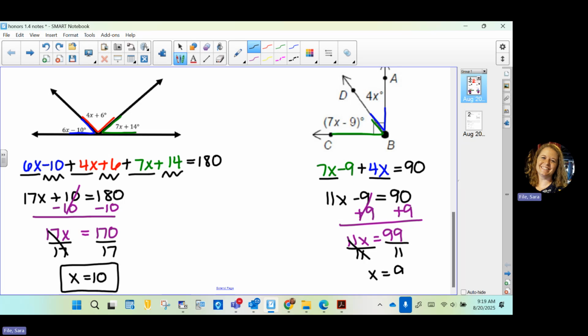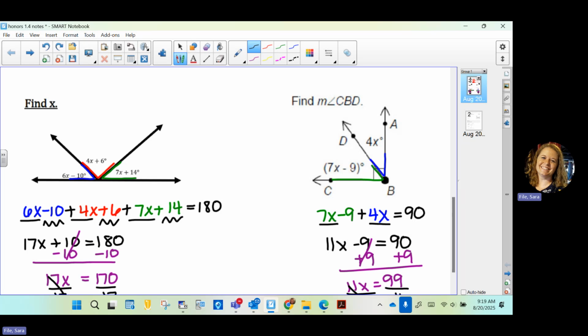Did this one ask me to solve for x? Okay, so I'm not done. So this one, I just had to solve for x and I'm done. We have to make sure we go back and read questions. So I have to go back and plug x in for CBD. Which one's CBD, the green or blue one? Okay, trace it out. CBD, that's the green one. So I'm looking for the measure here.